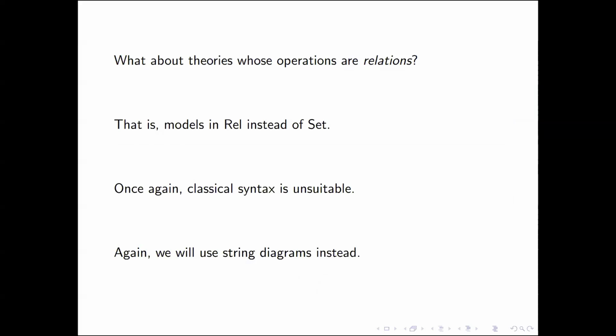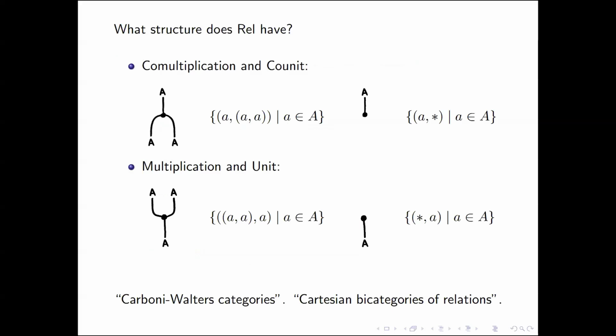Okay, enough about partial theories. I'll tell you the same story again, but this one will be shorter, for relations. So again, instead of models in sets and functions, I want models in sets and binary relations, the same category Michael was just telling us about, although this is a category, not a double category. And once again, I'm going to just say that classical syntax is unsuitable, or at least more difficult than the string diagrammatic syntax we're going to use instead.